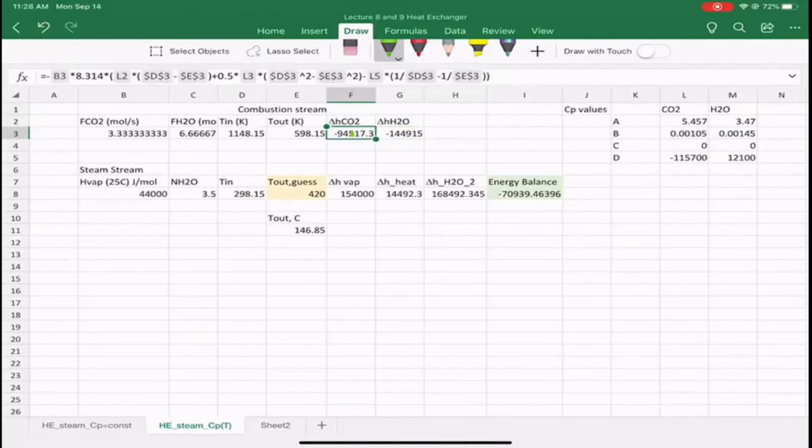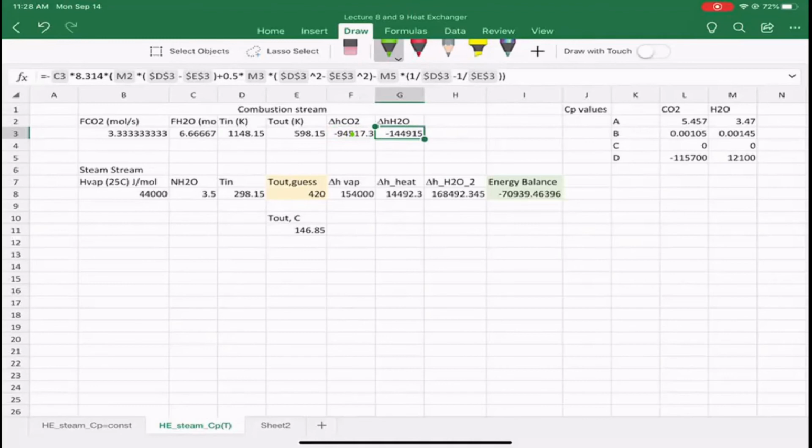So we have two formulas where if you look at this, this is just minus N, right? So if this is CO2, B3 is the molar flow rate of CO2 times R times that integral, right? L2 is A, right? Then times D3 minus E3, which is T2, or actually that's T1 minus T2, but you'll notice I have a negative sign in front of it. Don't ask me why. And then I did the exact same thing for water. So we have sort of N dot delta H for both of the components in the green stream.